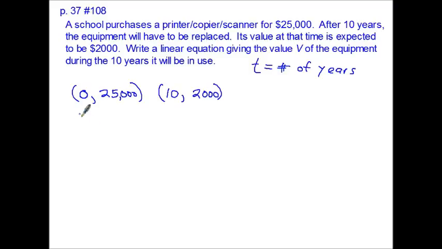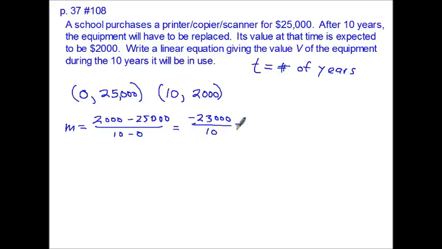And again, we can come up with a linear equation by just going with the slope and following through on that. So our slope is 2,000 minus 25,000, and that's all over 10 minus 0. So we're looking at a negative 23,000 divided by 10, which is negative 2,300. So we're losing 2,300 bucks in value per year.